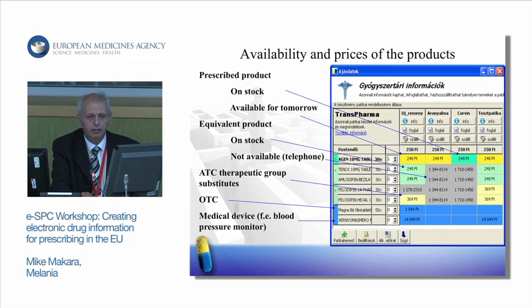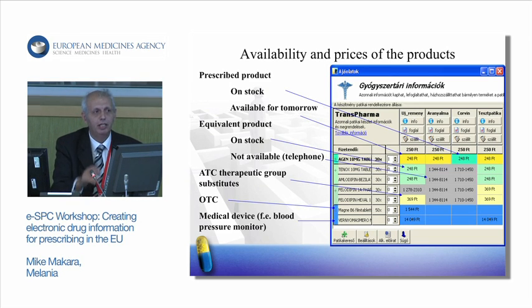There are other pharmacies which say I can order it and the patient will get it tomorrow. There are the alternatives, which are equal drugs. There are some on stock. If there is no information, here is the phone number of the pharmacy. These are all the nearby pharmacies. These are ATC substitutes for the drugs, and there are OTC products and medical devices.